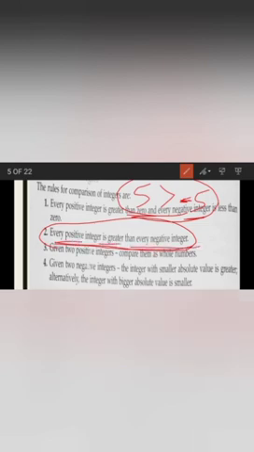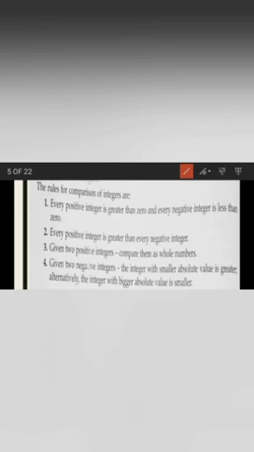Next property: if two positive integers are given, in that case you have to compare them like whole numbers. You know that with 7 and 6, 7 is greater than 6. So like whole numbers you can compare.